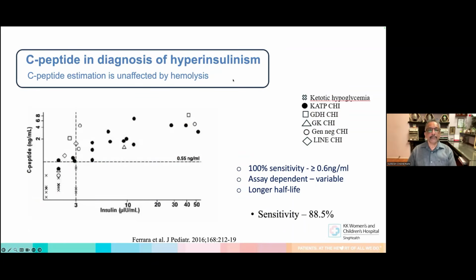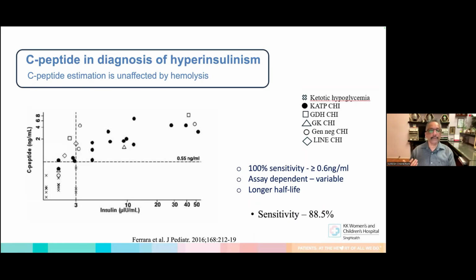C-peptide in the diagnosis of hyperinsulinism: C-peptide estimation is unaffected by hemolysis, so C-peptide will still be detectable. Do you know why we do C-peptide? Because it shows the presence of endogenous insulin, whereas when you do the insulin levels, it can be exogenous. You know the Munchausen by proxy, a nurse who injected insulin into the baby to kill the baby. The injected insulin we can detect, but if C-peptide is present, we can definitely say it is endogenous insulin, but insulin alone will not help.